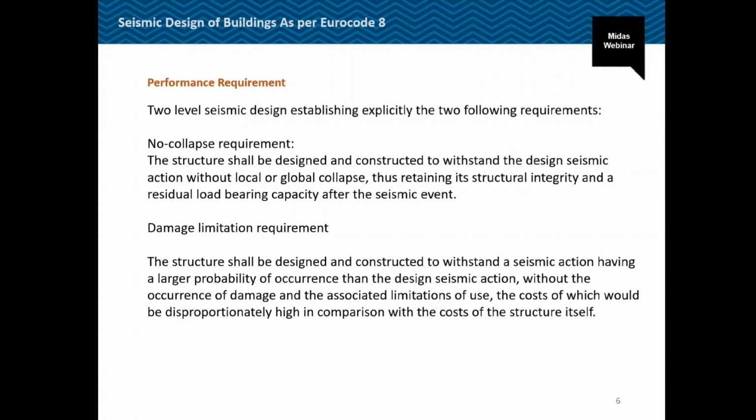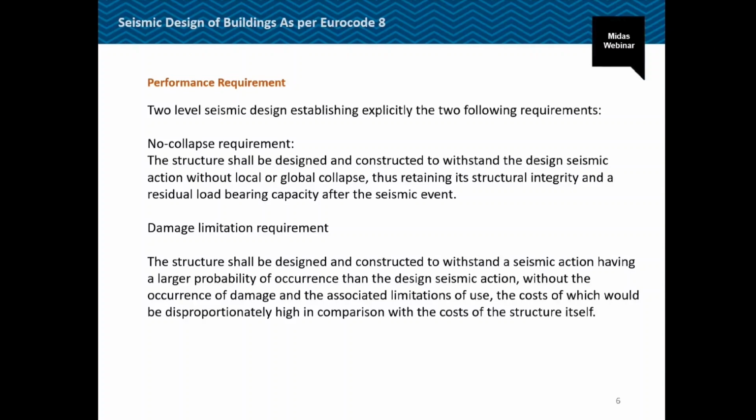As per Eurocode, the structure shall be designed and constructed to withstand the design seismic action without local or global collapse, thus retaining its structural integrity and residual load bearing capacity after the seismic event. So as per this requirement, during any earthquake event, the structure can have a local collapse, but it should not completely collapse. And this requirement prioritizes human safety, and the second requirement is the damage limitation requirement.